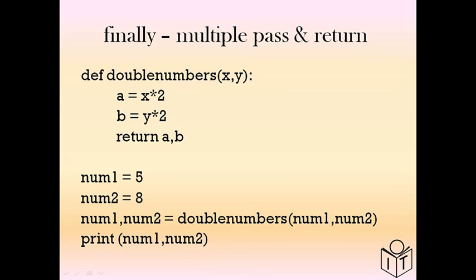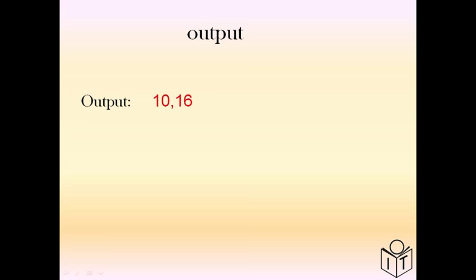Finally, we can also pass and return multiple values, more than one. So in this example we've got a couple of numbers, 5 and 8. We're going to call a function double numbers, and that's just going to double each integer. So we pass them as num1 and num2. We have x and y in the function. They're multiplied by 2, both of them, and then they're returned. And num1 and num2 also are used to get these return values. And if we print them, instead of being 5 and 8, the numbers will be 10 and 16 because they're doubled.